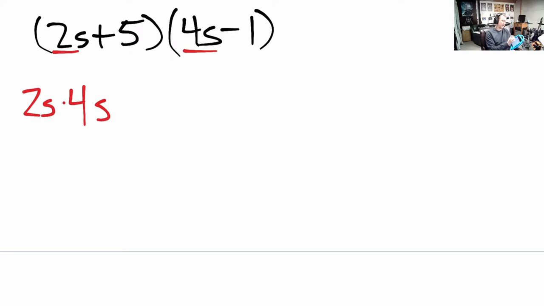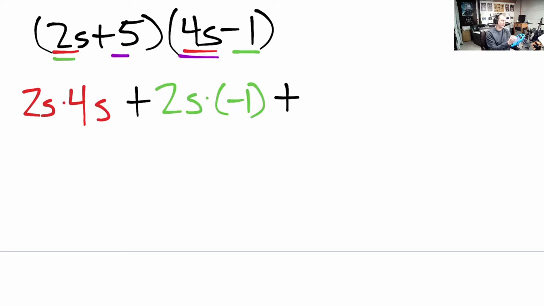We're going to add that to the outer terms multiplied together. That's s times a negative 1. So I'm including that negative sign here. We're going to add that to the product of the inner terms and we'll add that to the product of the last terms.